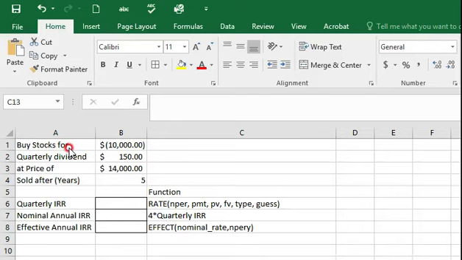The scenario is pretty similar to example 3. The only difference we're going to make is that previously it was an annual dividend of $600, but now it has been changed to a quarterly dividend of $150. And the stock again is going to be sold in 5 years at 14K, and we have almost the same scenario. The only difference is the payment. Instead of 600 per year, now there are 150 per quarter.